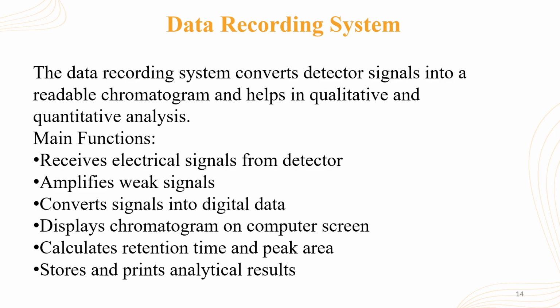The data recording system converts the detector signals into a readable chromatogram. The functions include receiving electrical signals, amplifying weak signals, converting the signals into digital form, displaying chromatograms, calculating retention time and peak area, and storing results. This helps in quantitative and qualitative analysis.